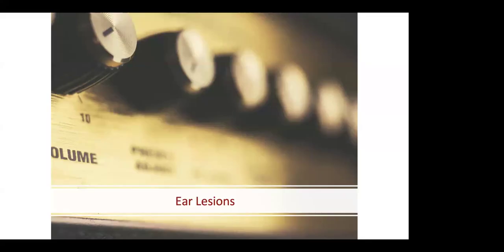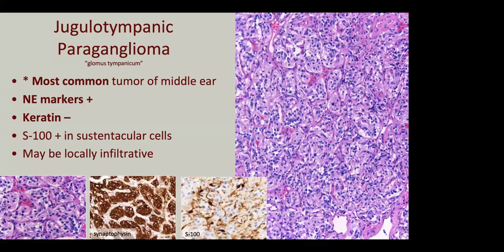Okay, moving into lesions of the ear. The most common tumor of the middle ear is jugulotympanic paraganglioma. You may hear these referred to clinically as glomus: glomus tympanicum if they're in the ear, glomus jugulare if they're in the neck. This is not a glomus tumor of the perivascular myoid neoplasm type. This is a little bit of a misnomer, but in the head and neck clinical world, you may hear this referred to as that. Know that these are paragangliomas.